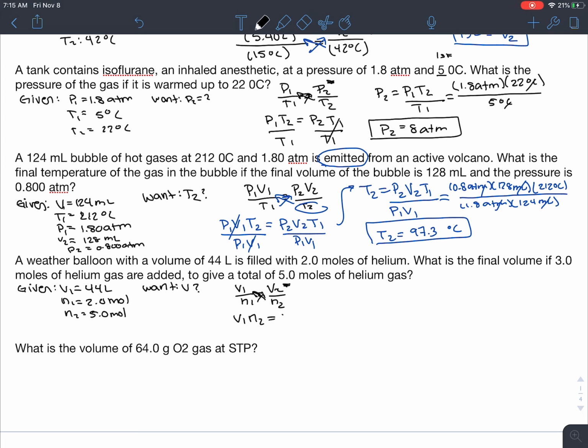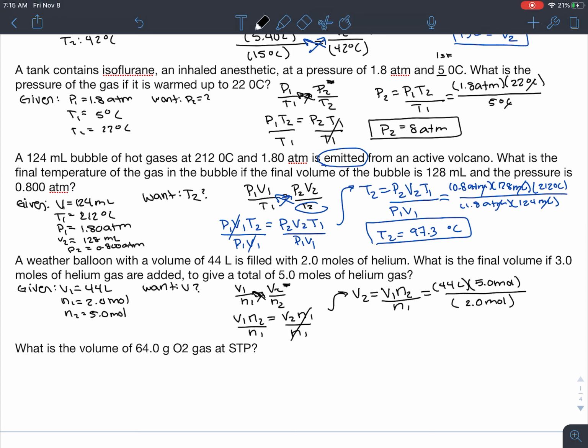So again, you can cross multiply and isolate. V1 N2 is equal to V2 N1. You want to solve for V2, so your N1 has to go to the other side. So your second volume is equal to your first volume times your final moles divided by your initial moles. You can plug everything in. 44 liters times 5 moles divided by 2 moles.